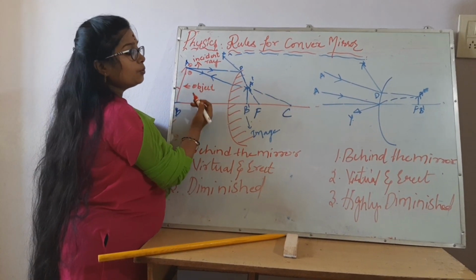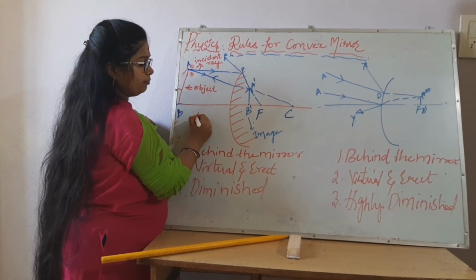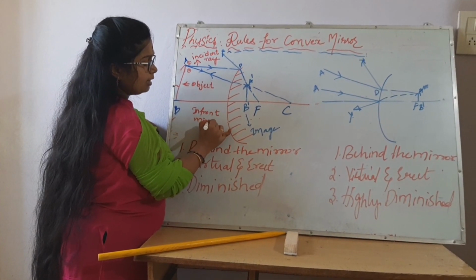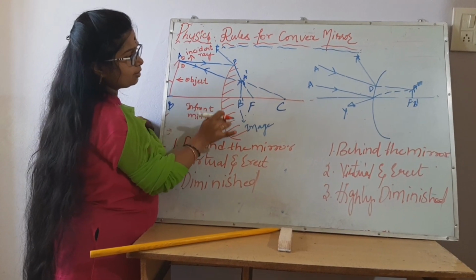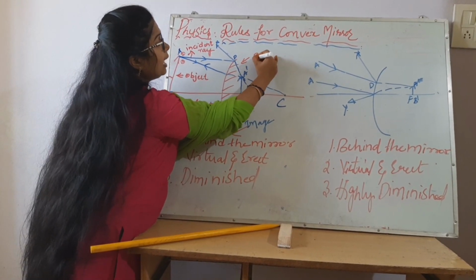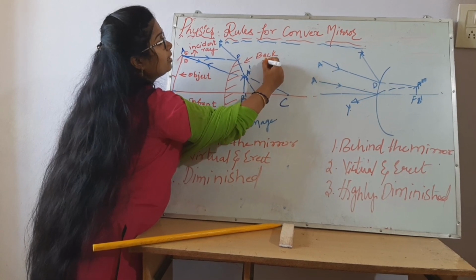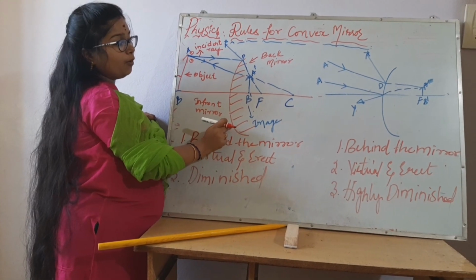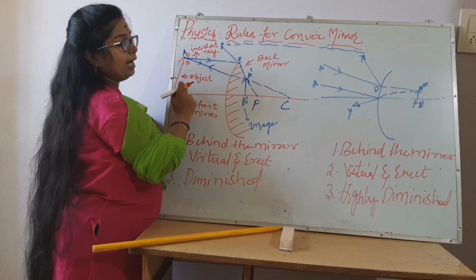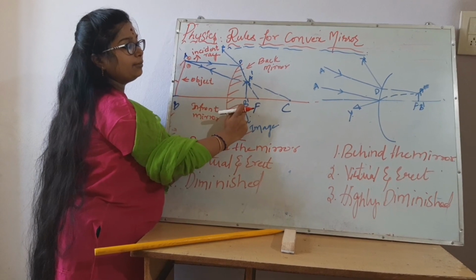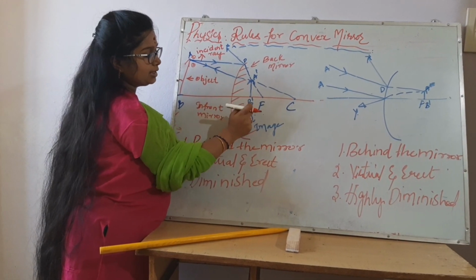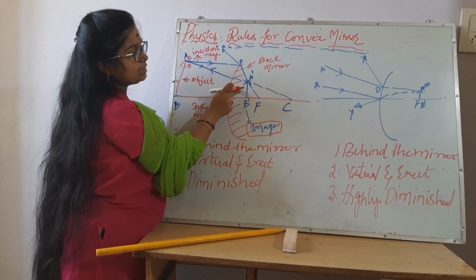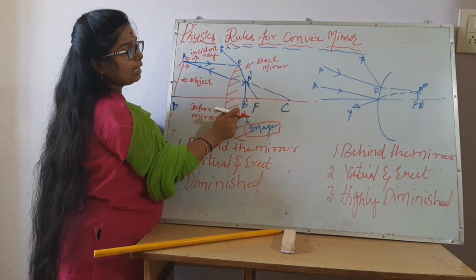So, these two are behind the mirror. This is in front of the mirror, isn't it? This is the back of the mirror, behind the mirror. Oblique lines always say what? This is the back of the mirror. So, where does the image form? Here, behind the mirror, the image forms. This is your image.